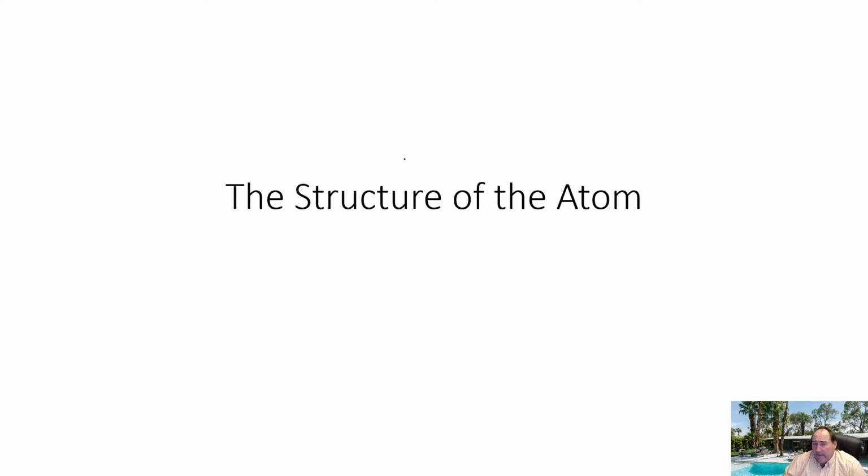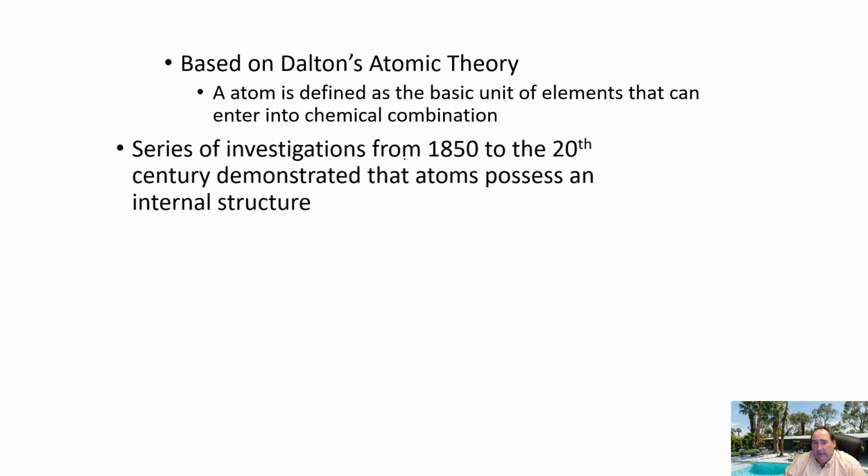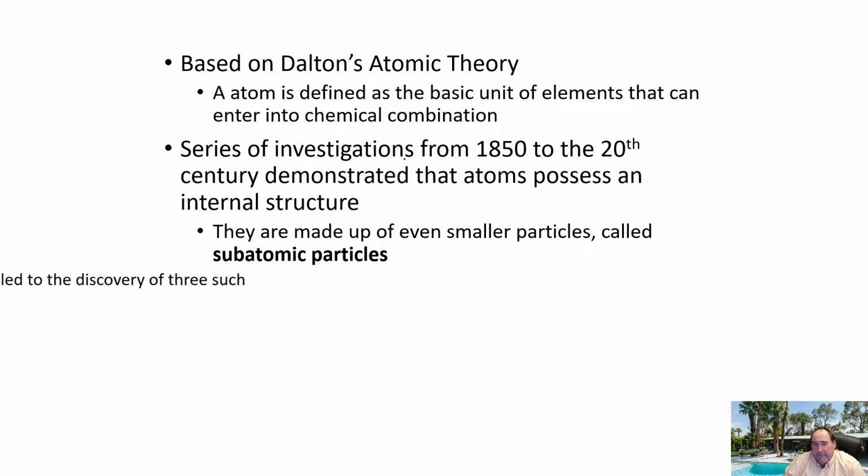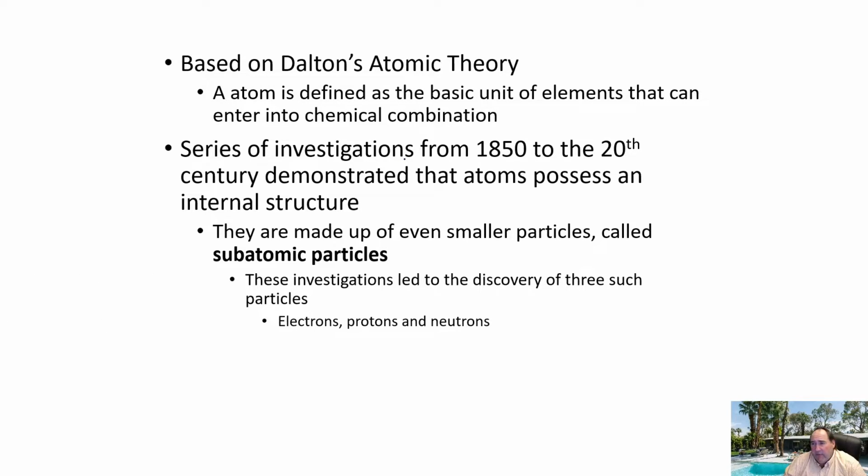Let's get into a little bit about the structure of the atom. Based on Dalton's atomic theory, there were several ideas about the atom that came about, and really the atom is thought of as the basic unit of elements that can come into chemical combination. They're basically the versions of the elements that get together, make bonds, and interact with each other.